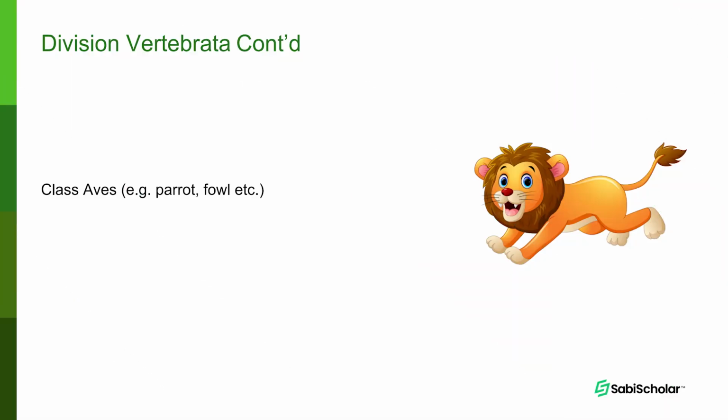For the class Aves, that is where we find the birds like the fowl, parrot, eagle, etc. Now, for a change, in comparison to the other classes that we've been talking about, these class Aves are homothermic. That is, their body temperature is constant, and their body is differentiated into a small head, trunk, and a tail.